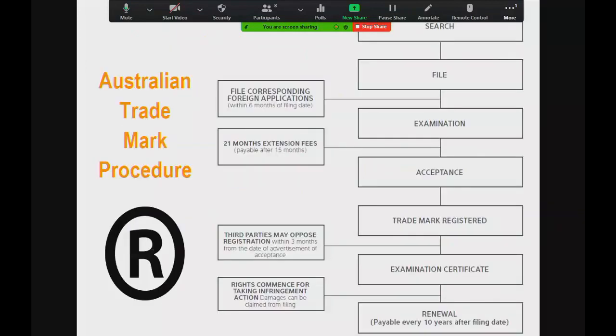Again, that's the process in Australia. There is some rigour. You've got to file. You've got to be tested against everything that's gone before. You can't get registrations for things that are descriptive.